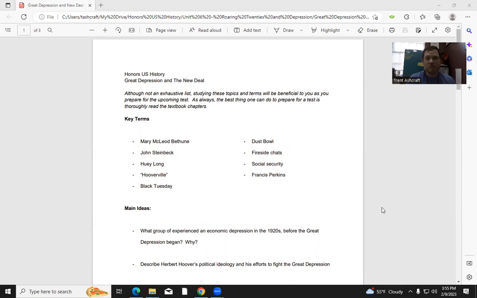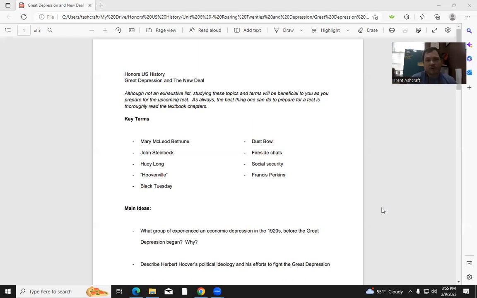Mary McLeod Bethune is an example of an African-American leader who was part of the Roosevelt administration. She worked in the National Youth Administration. This is an example of the diverse group of people that the Roosevelt administration brought into government that not only obviously brought a lot of expertise, but also helped build that New Deal coalition. Frances Perkins is another such example. Frances Perkins is the first female member of a presidential cabinet. She was the Secretary of Labor.